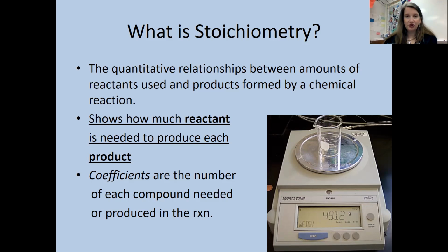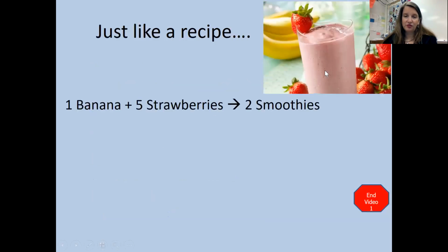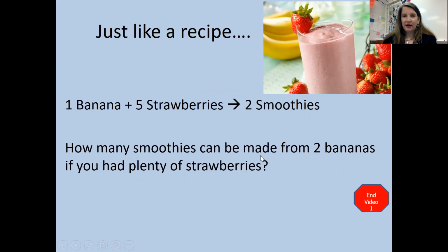So our stoichiometry is basically just like our chemistry recipe. So here we have a recipe for a smoothie. It says 1 banana and 5 strawberries is going to give us 2 smoothies. So how many smoothies can I make if I have 2 bananas and lots of strawberries? So it's just like that simulation I was just showing you. If I have twice as much banana and lots of strawberries, I'm going to be able to make twice as many smoothies, and I can make 4 because the ratio is 1 to 2.